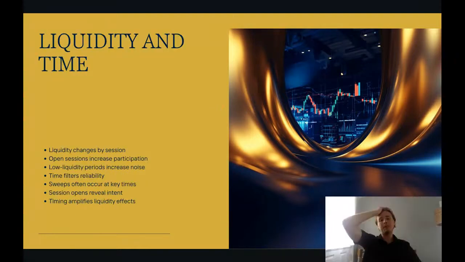Liquidity changes by session. Open sessions increase participation. Low liquidity periods increase noise. Time filters reliability. Sweeps often occur at key times. Session opens reveal intent in our market, but active liquidity is way more important because that's actually buyers and sellers.